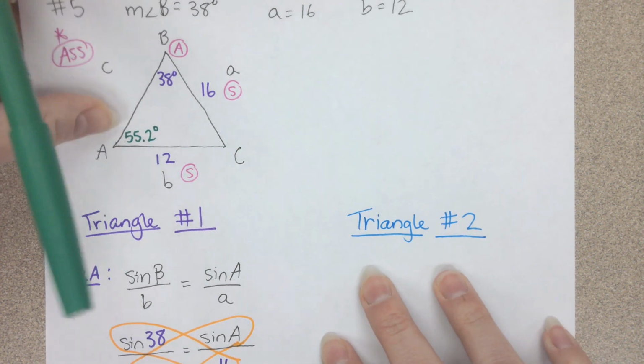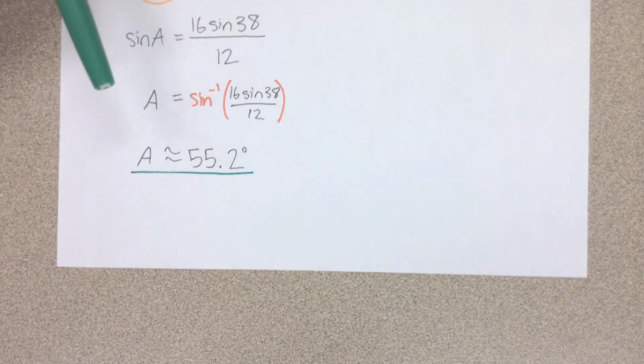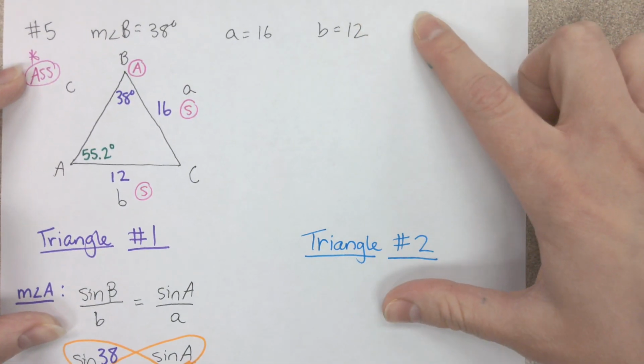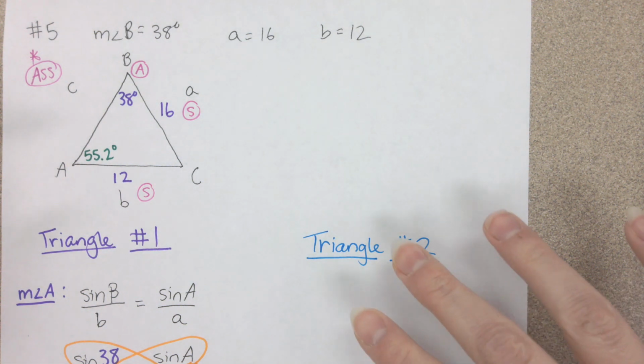Now remember, anytime you use inverse sine, that raises the question: did I get this answer because this is really the answer, or did I get it because it won't give me the obtuse version of that answer? So that's why we have to ask the question, is there a second triangle that could work? I promise you I will draw it better this time.